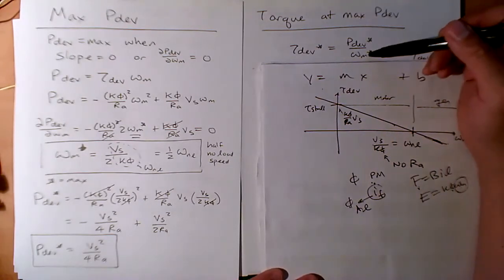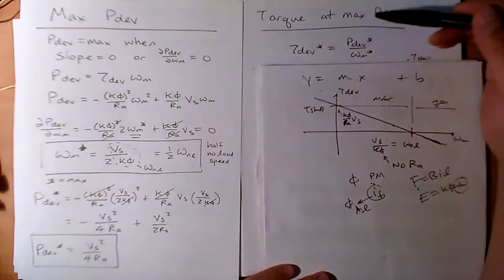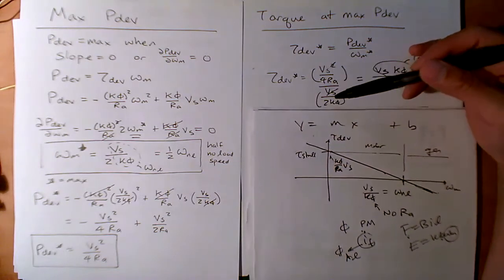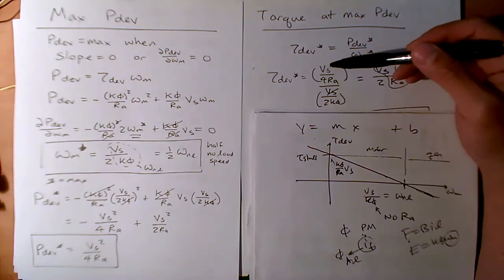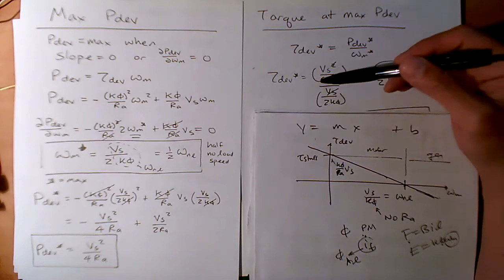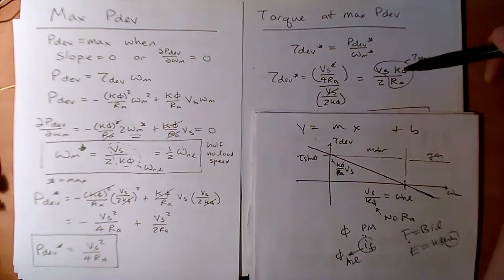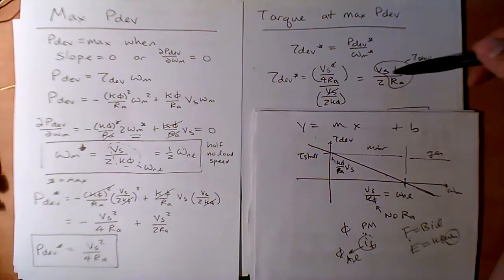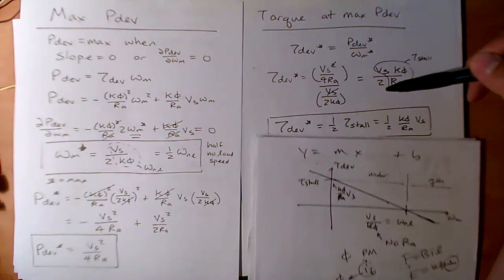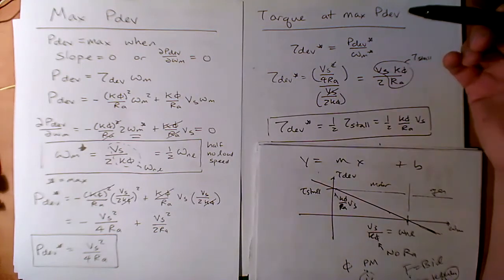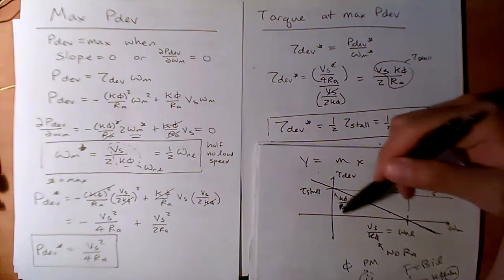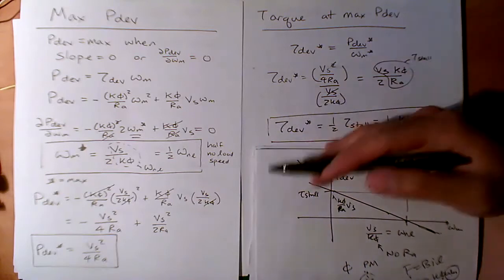So if we know we have the optimal speed and the optimal power, we can find the optimal torque at which this occurs. So we have Vs squared over 4Ra divided by Vs over 2k phi. One of the Vs cancel, one of the 4s and the 2s cancel, and I have k phi over Ra. But if I look back at my stall torque equation, k phi Vs over Ra is the same thing. And look, I get T stall over 2. So the optimal torque, like our intuition stated, is 1/2 T stall, or 1/2 times k phi Vs over Ra. Okay, so I hope all this is consistent.